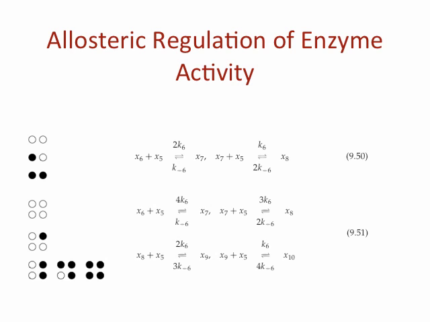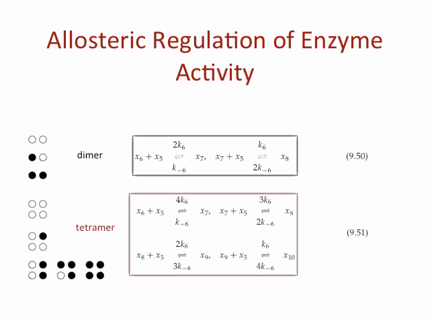In the lower part of the slide, I show the same thing for a tetramer, where I can now have the enzyme in 5 different states. All 4 sites for the inhibitor unbound, 1 bound, 2 bound, 3 bound, and all 4 of them bound. And this tetramer therefore goes further and further into an inhibited state as the concentration of X5 builds up. So that's the dimer, and that's the tetramer.